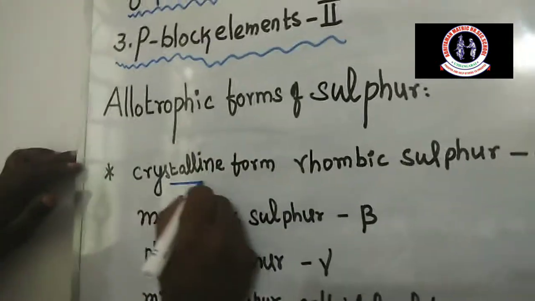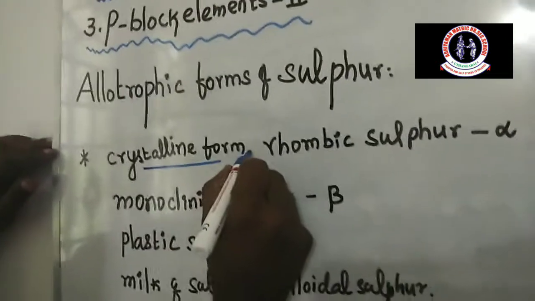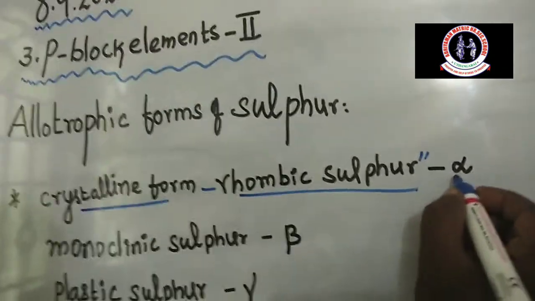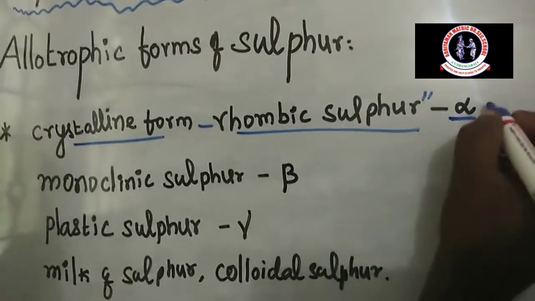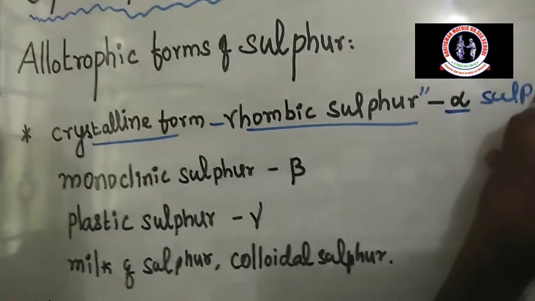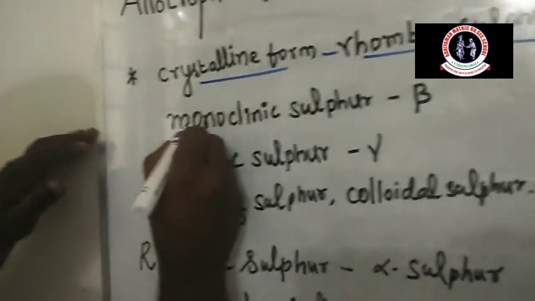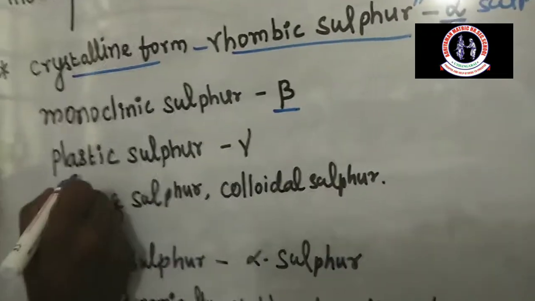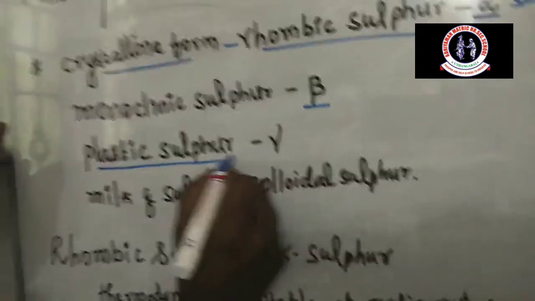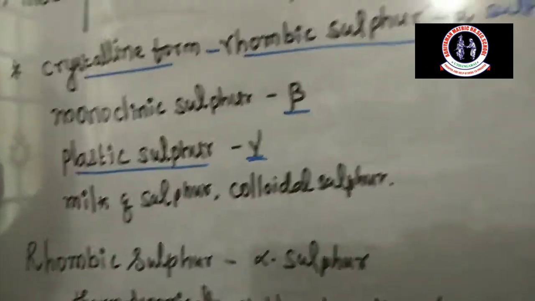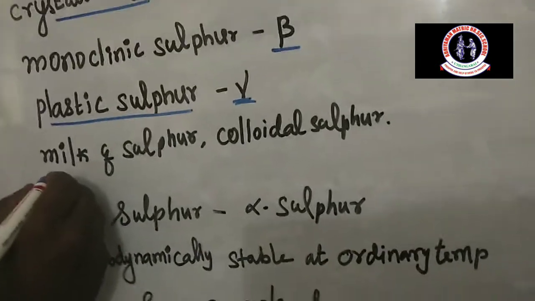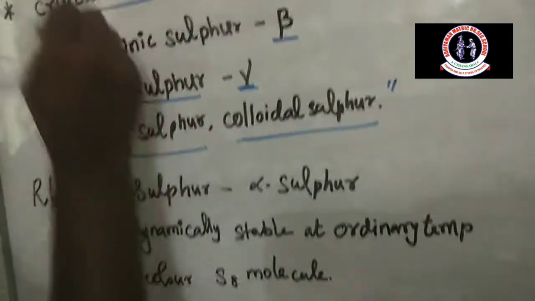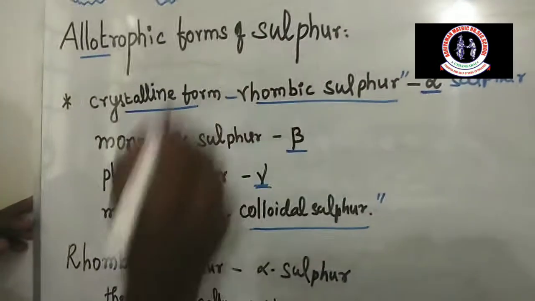They are classified into the crystalline form of sulfur, also known as rhombic sulfur. The rhombic sulfur is also known as alpha sulfur. The monoclinic sulfur is also known as beta sulfur. The plastic sulfur is also known as gamma sulfur, and milk of sulfur and colloidal sulfur are there. They are the allotropic forms of sulfur.